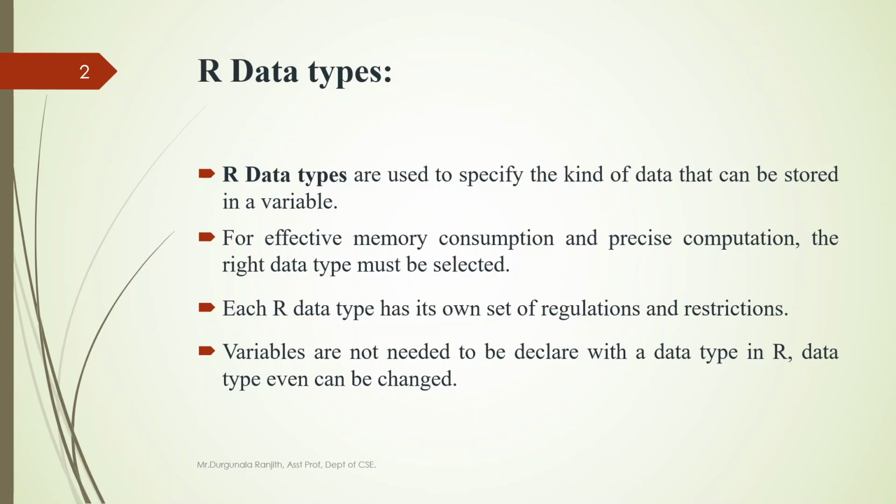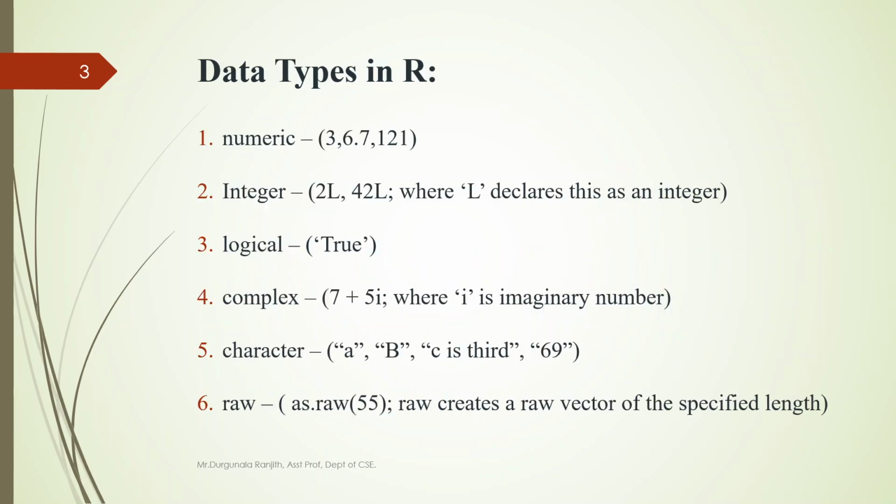One more important point is that here there is no need to declare the variable with the help of a data type like in C and Java programming. In C, C++ and Java we have to declare a variable with the help of a data type. But here we don't use any data type to declare a variable, and it is a dynamically typed programming language, same like Python. So this is about the data types.